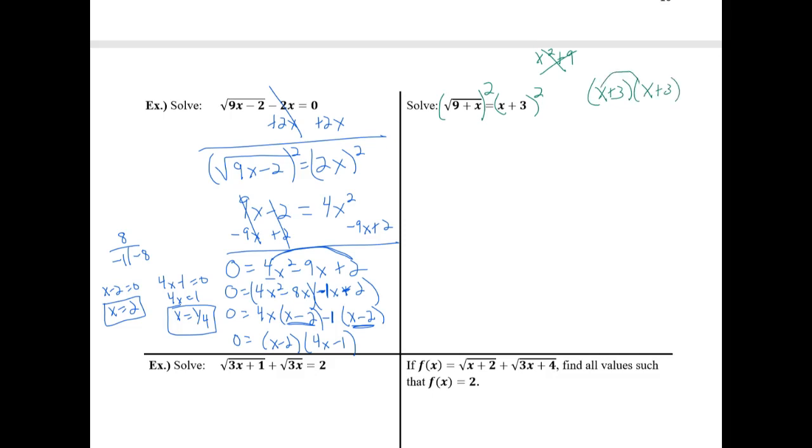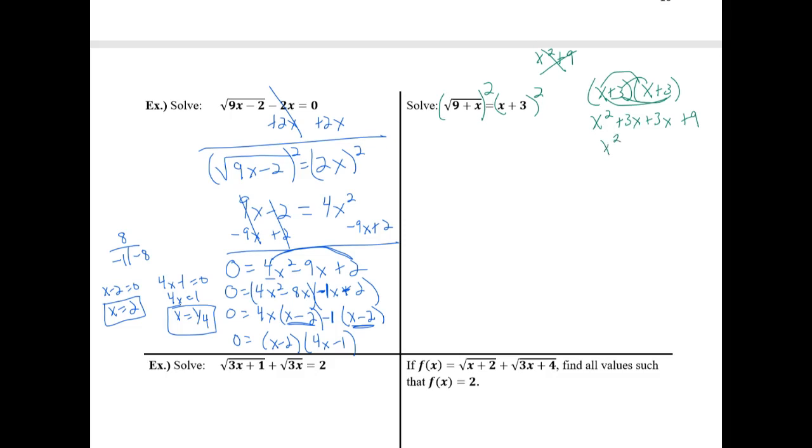So x times x is x squared. X times 3 is 3x. 3 times x is 3x. And 3 times 3 is 9. So there's 4 terms here. When you multiply 2 by 2, there's 4 terms that you end up with.